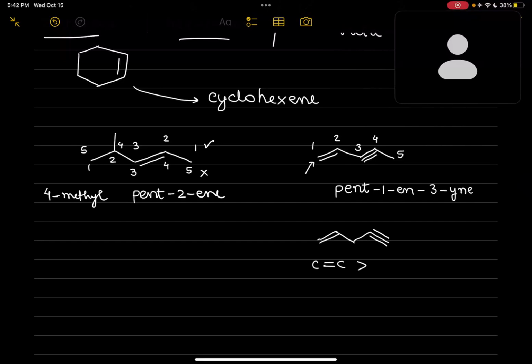But what students remember is that they always choose the double bond. No, not always. Whichever is closer to the end will be given more priority. Got it? Yes, sir. And if they are at equal distance, then the double bond is chosen over the triple bond. So, what is the name of this compound?